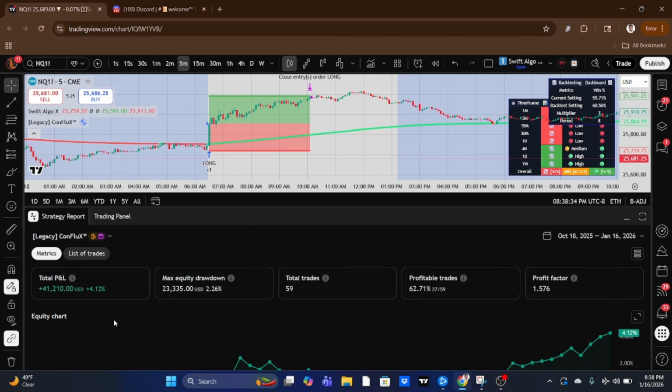But like I said, ConFlux, you don't have to use it with Swift Algo X. You can use it with any indicator. It basically turns any indicator into a fully functioning strategy. So you can actually use like 2 or 3 indicators in order to produce a signal. So once 3 indicators, for example, meet the criteria, it produces the signal, and same thing with the short.